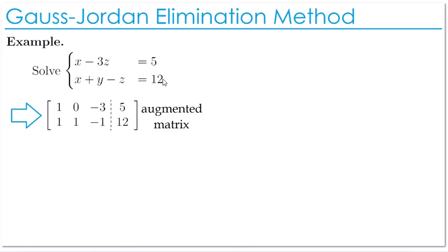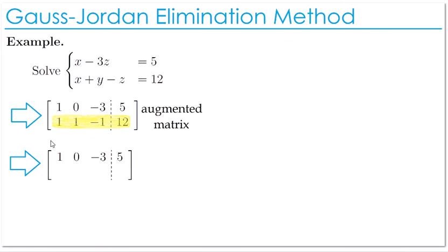Then let's write this in REF. The row 1 already has a leading 1, so let's just make the entry below it a 0. What we can do is add negative row 1 to row 2, or row 2 minus row 1.